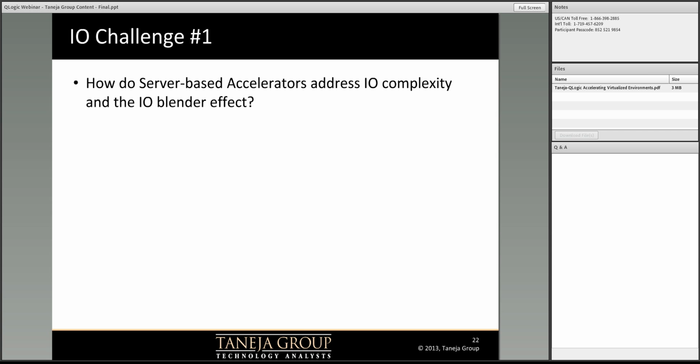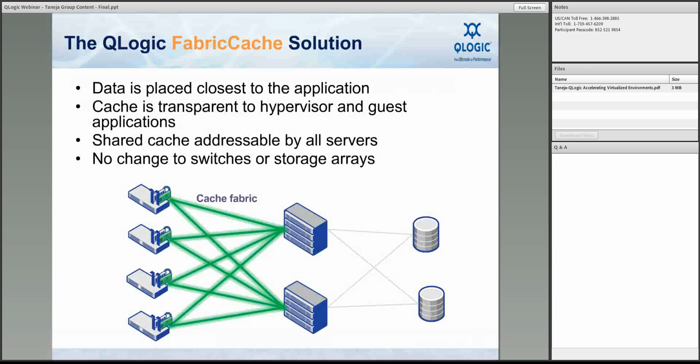Thanks, Jeff. Well, QLogic certainly took a fresh look at the problem, and we think that we have a very unique solution to managing I.O. and accelerating I.O. in virtualized environments. Server-based solutions certainly do a great job of accelerating applications, and QLogic's Fabric Cache is the industry's first caching SAN adapter, which effectively creates a caching fabric, which the data goes across and becomes cached.